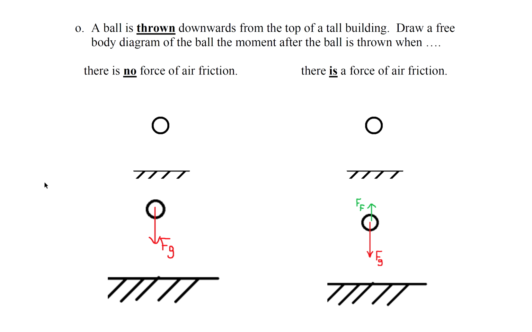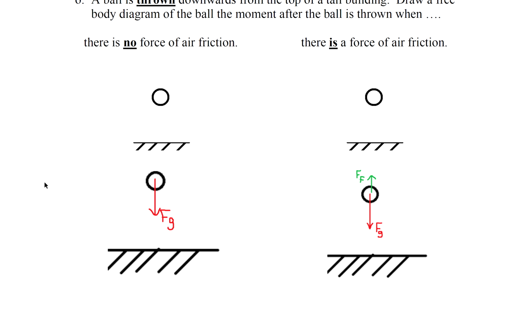Part O. A ball is thrown downwards from the top of a tall building. Draw a free body diagram of the ball the moment after the ball is thrown. There is no air friction, and there is a force of air friction. So remember, look at the image on the right. When we threw the ball upwards, and the ball goes up, force of friction is down. Now that the ball is going down, force of friction is up, because air friction is opposite that of the motion of the ball.